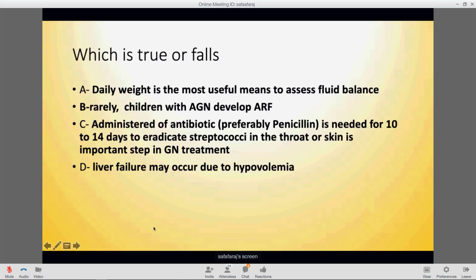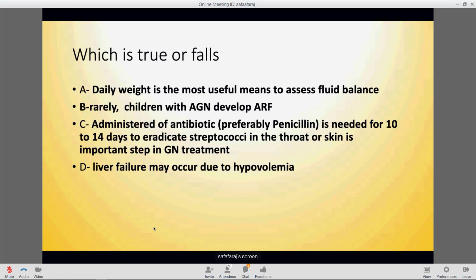Read the question for us. Which is true or false? A. Daily weight is the most useful means to assess fluid balance. True. Are you sure? Yes. Okay, daily weight is to assess edema, not fluid balance. B. False.